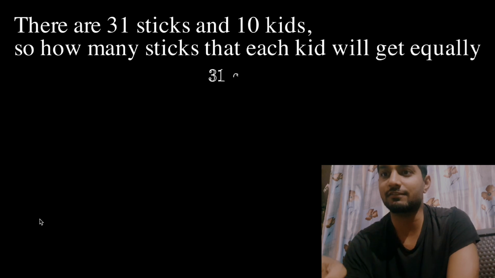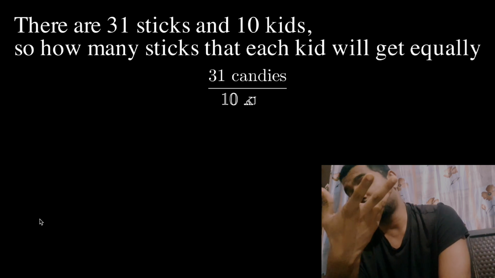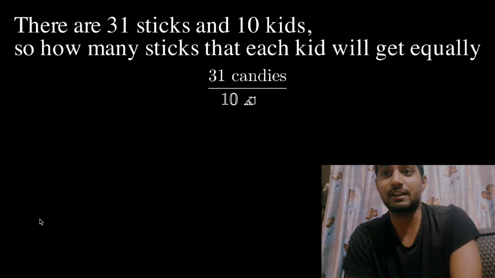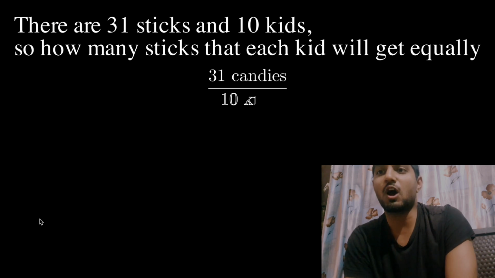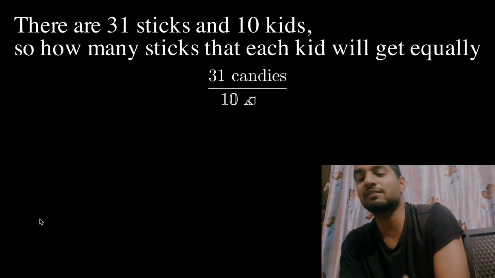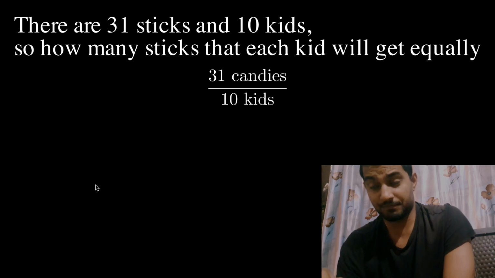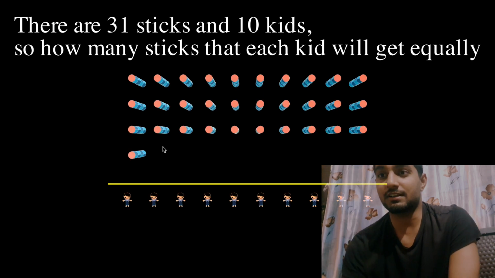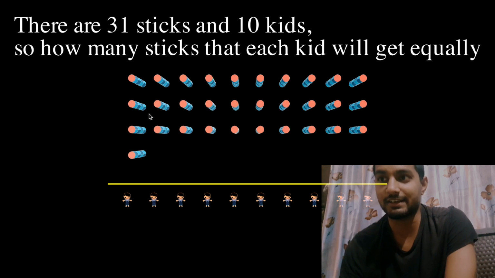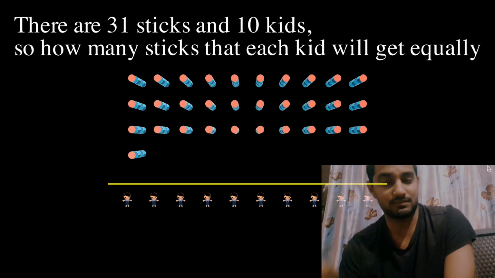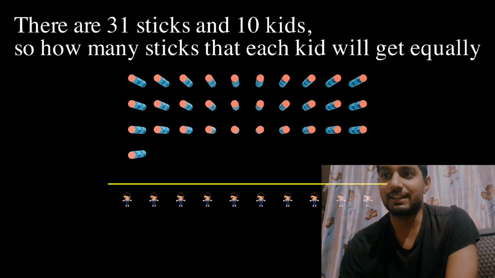Let's say, in the previous example we had 30, this one we have 31 sticks and 10 kids. Now how many sticks will each kid get, right? What will we do in this situation? Basically we can represent 31 sticks as groups of tens: first ten, second ten, third ten, and then we are left with one stick, and we have 10 kids. So how can we distribute that equally?